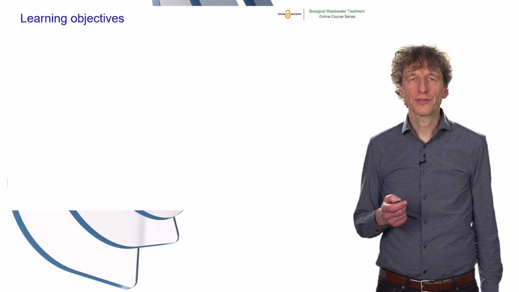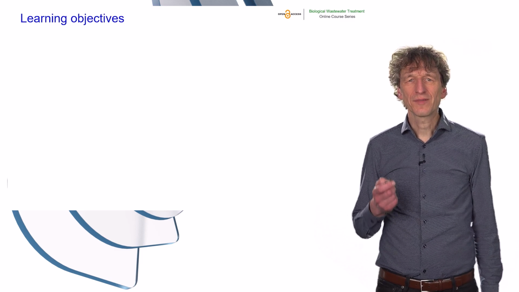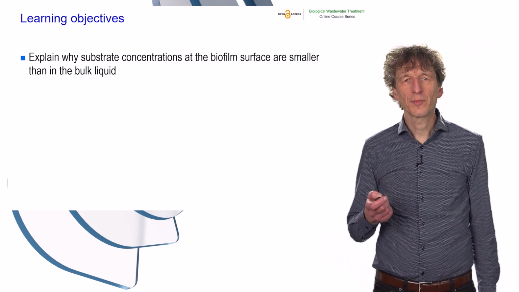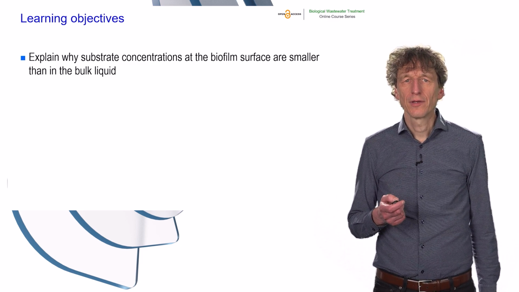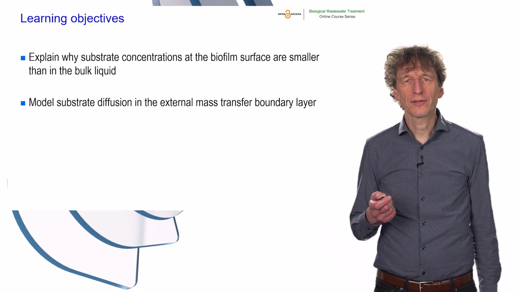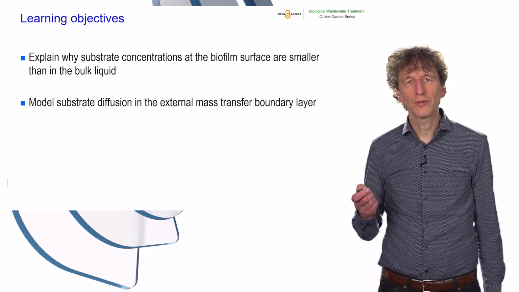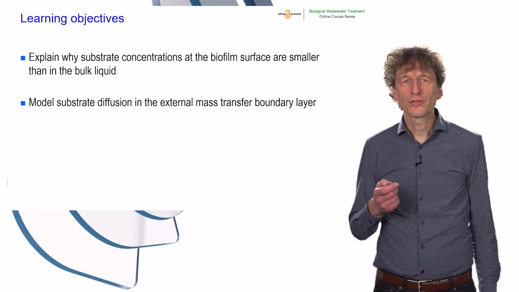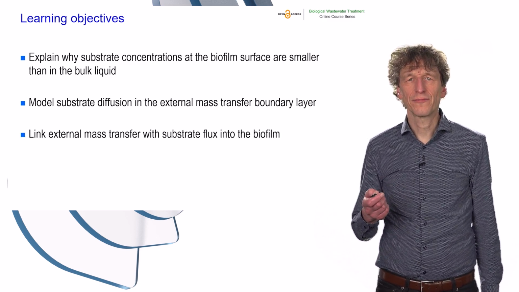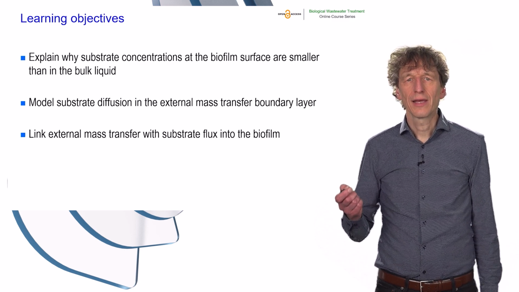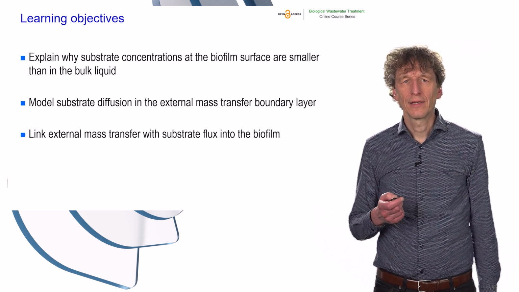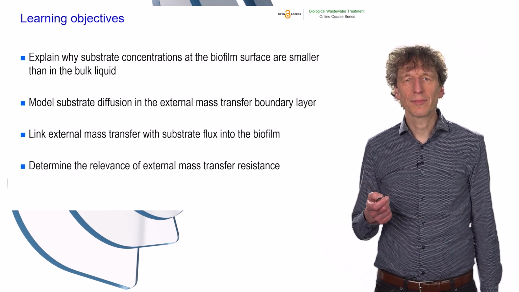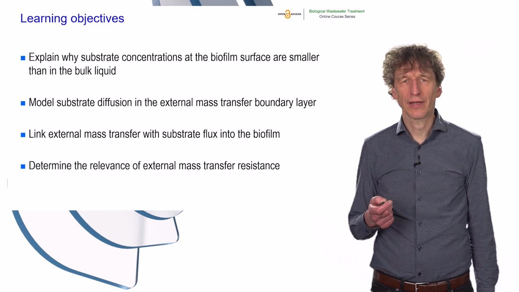At the end of this lecture, you should be able to explain why substrate concentrations at the biofilm surface are smaller than in the bulk liquid. You should be able to develop a model to describe substrate diffusion in the external mass transfer boundary layer. You should be able to link mass balances for external mass transfer and within the biofilm. And you should be able to determine the relevance of considering external mass transfer resistance to biofilm reactors.